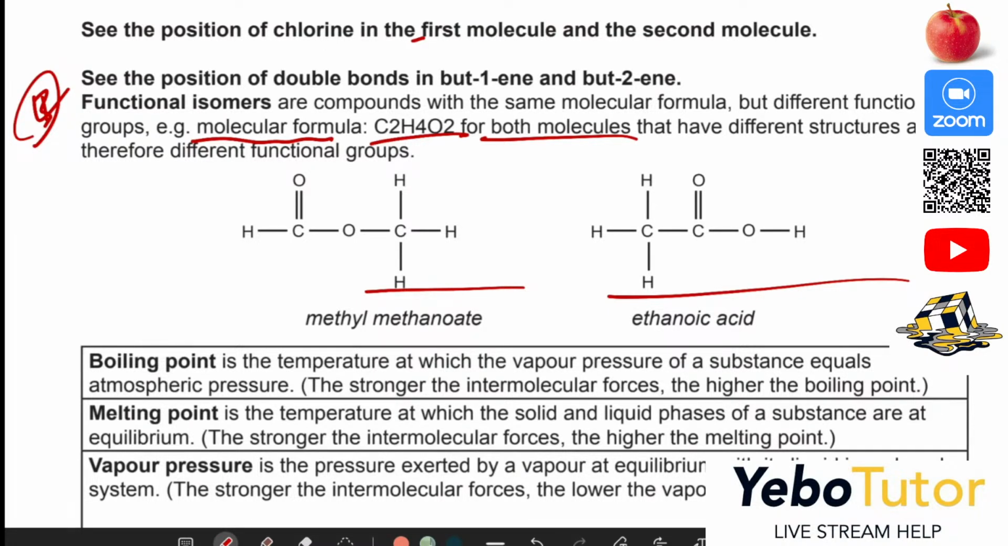You can see they both have C. Of those two, there are 2 C's, and we also have 2 C's there. We have 2 oxygens over there, and even the hydrogens are the same. They are all 4 on both sides. But the problem is they have different structures and therefore different functional groups. Still, because they have the same molecular formula, they will be called functional isomers.